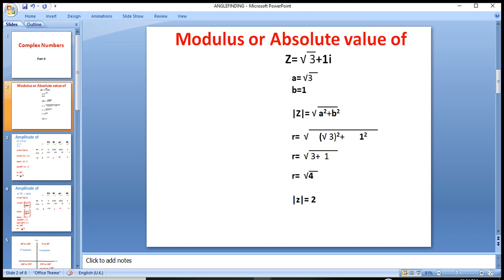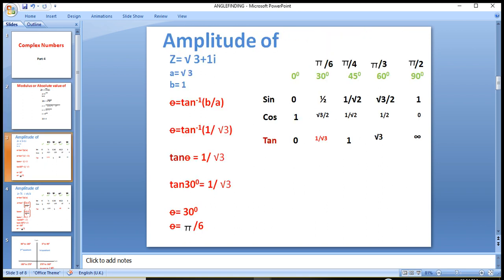So now we learn amplitude, how to find the amplitude of z equal to root 3 plus 1 iota. We learned it already, but we see again: a equals root 3. The first value is stored into a and the second value is kept into b. The formula of amplitude is theta equal to tan inverse b upon a, and we put the values of a and b, and it becomes theta equal to tan inverse 1 upon root 3, because b is 1 and a is root 3. We have substituted the values.